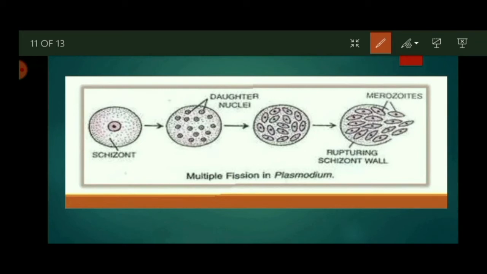In multiple fission, a protective covering is formed which is called a cyst. This develops over the cell. Then the nucleus divides into many more nuclei which become the core of many daughter cells contained in the cyst. Look at this. Many daughter nuclei are formed. After that, the cyst breaks and the daughter cells are released.